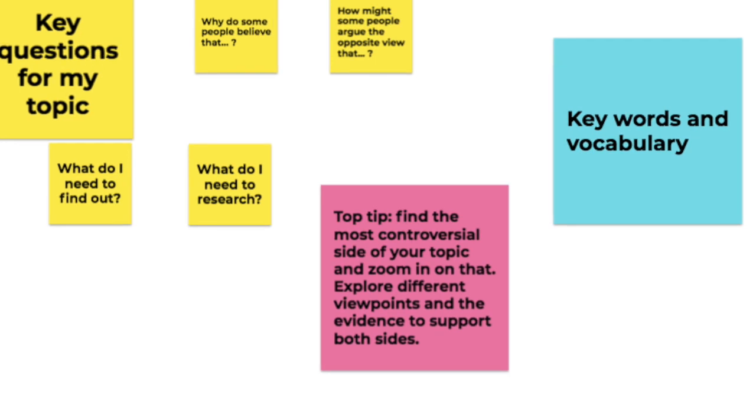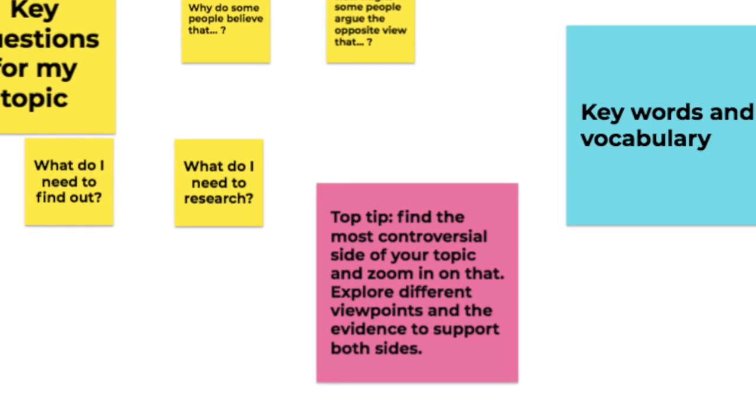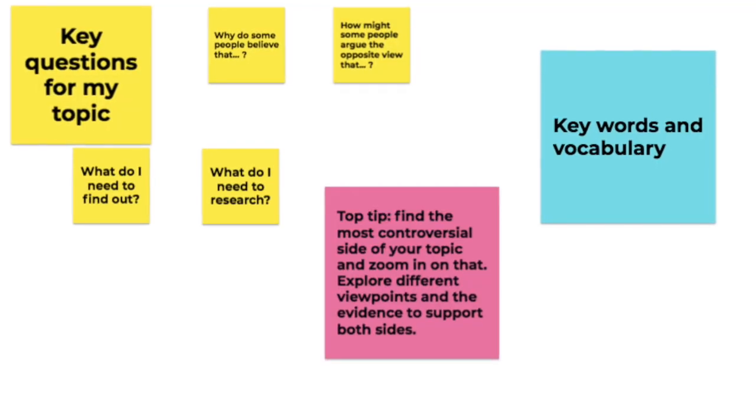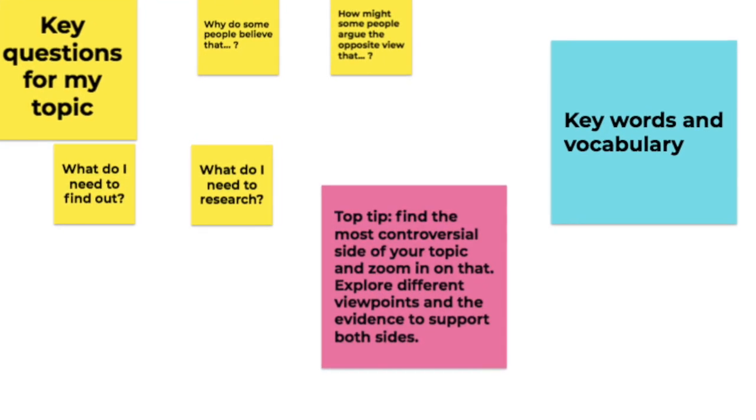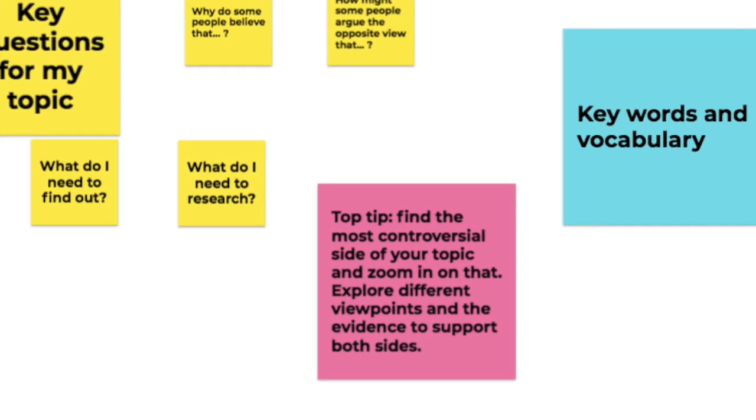What kind of questions do you need to ask, and what do you need to find out? Now, my top tip would be find the most controversial aspect of your topic and zoom in on that. Explore different viewpoints and evidence to support both sides. You want to get to the most interesting stuff straight away. Don't wait till the end for a really interesting point.